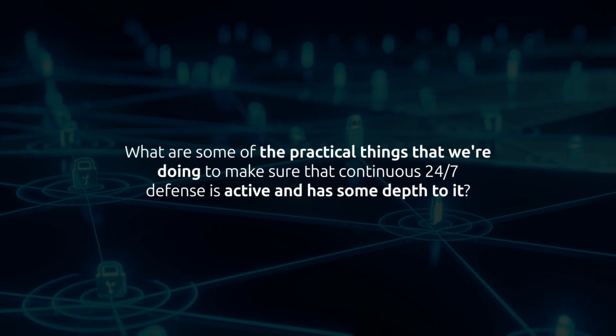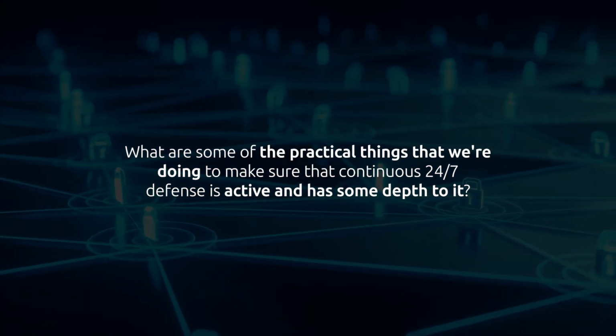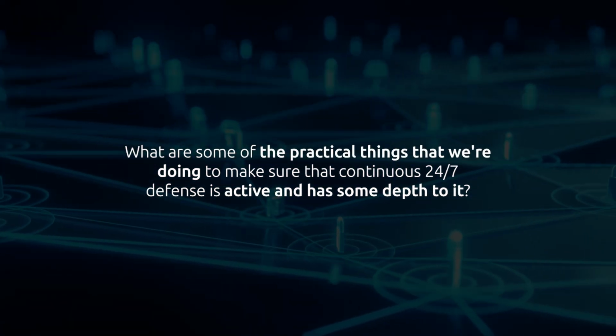You mentioned a bunch of things. One is understanding the scope of your attack surface: what are your assets, what are the key data sources, where might there be exposure. Could you talk through that based on the base defense metaphor? When we think of the digital world and people's assets out there, what are some of the practical things we're doing to make sure that continuous 24/7 defense is active and has some depth to it?